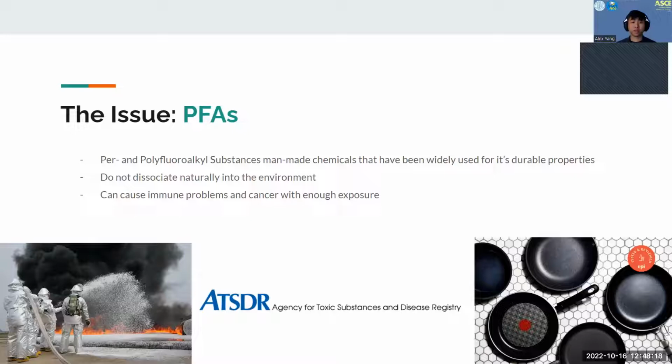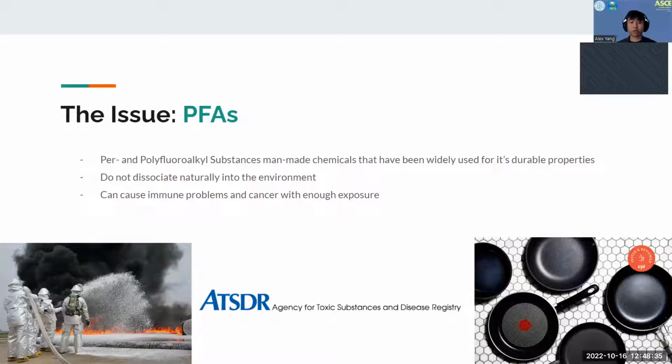Agency for Toxic Substances and Disease Registry, ASTDR, under the Center for Disease Control as man-made substances that have been widely used for its durable properties that have proven results in firefighting foams to put out fires for the military and non-stick consumer products for the general public.